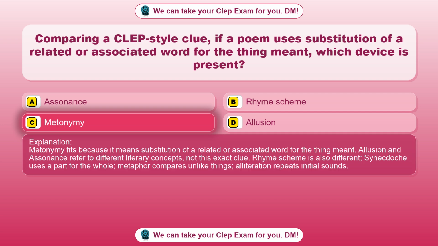Metonymy fits because it means substitution of a related or associated word for the thing meant. Allusion and assonance refer to different literary concepts, not this exact clue. Rhyme scheme is also different. Synecdoche uses a part for the whole. Metaphor compares unlike things. Alliteration repeats initial sounds.